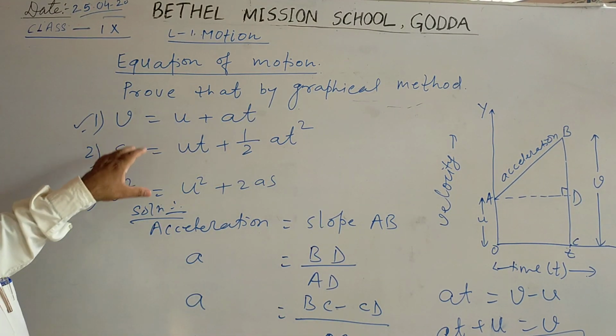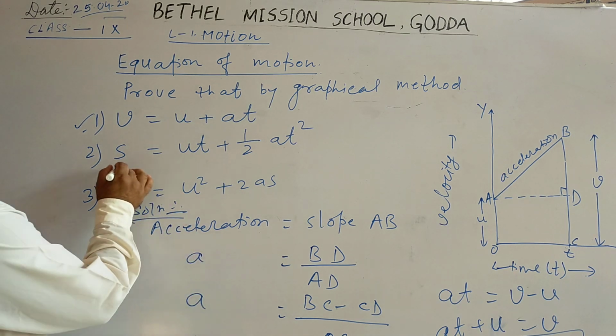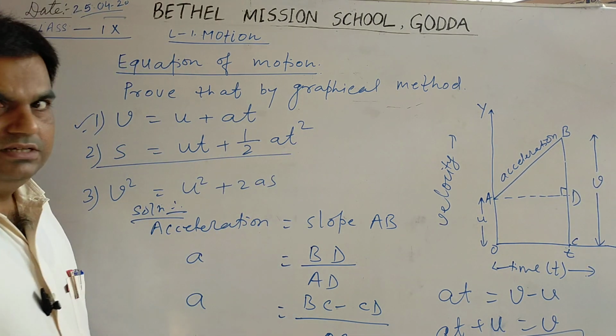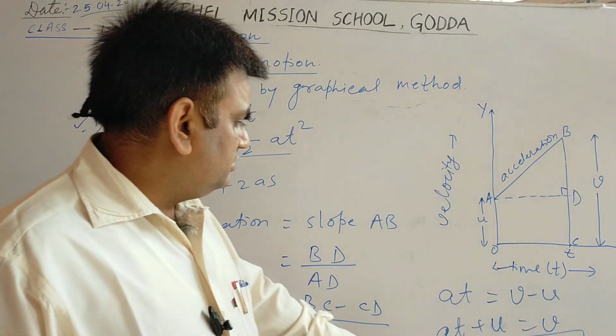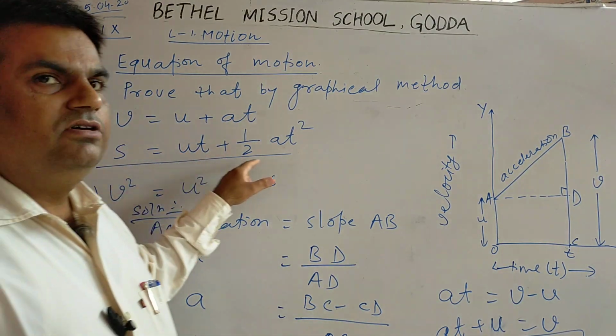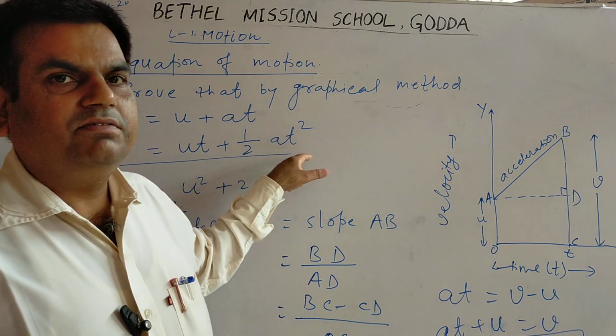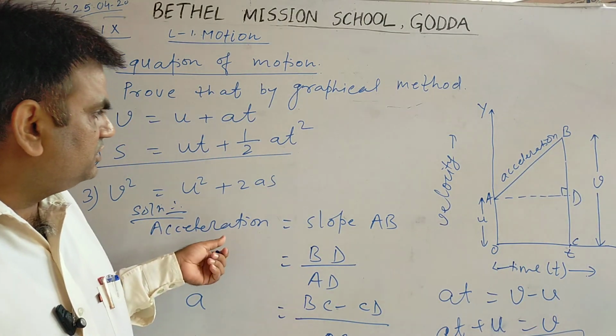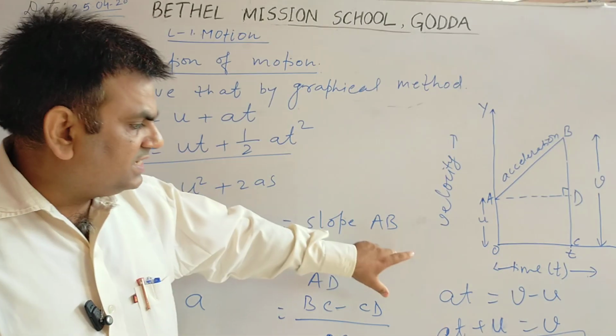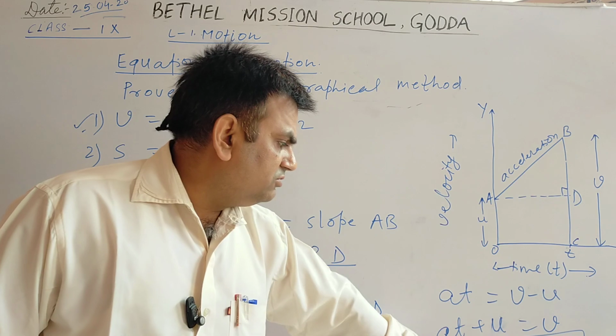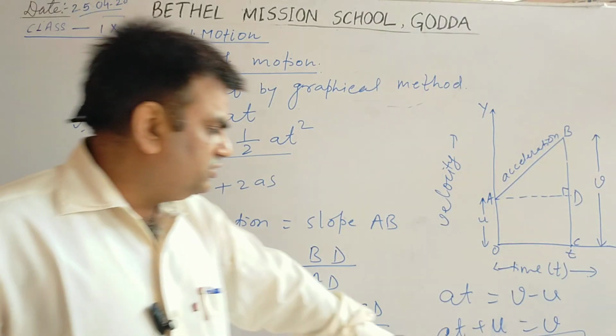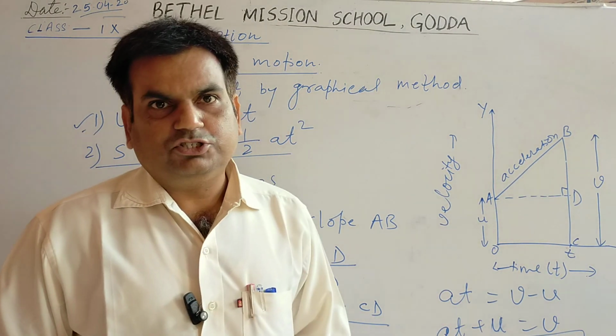The next equation of motion we will discuss in the next class. The next equation of motion is s equal to ut plus half at square. So this equation we will discuss in the next class, and you will try to solve numericals based on this first equation of motion.